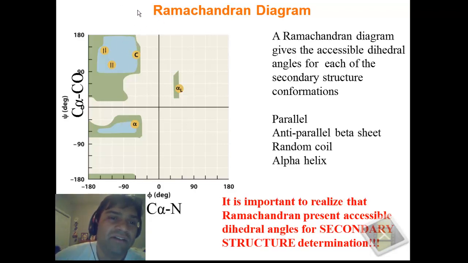When you look down on something, that is a contour plot, as opposed to looking at it face to face, which is how you would normally see a graph with points. You don't have points here because you're looking at contours. You're looking at regions that are acceptable, and you're looking at hotspots. Here you have hotspots of beta, here a hotspot of coil, here a hotspot of alpha helical, and here a hotspot of left-handed alpha helices.